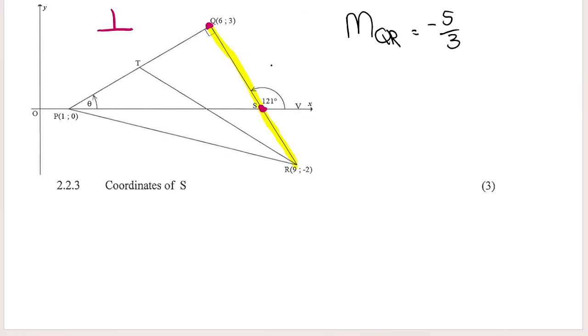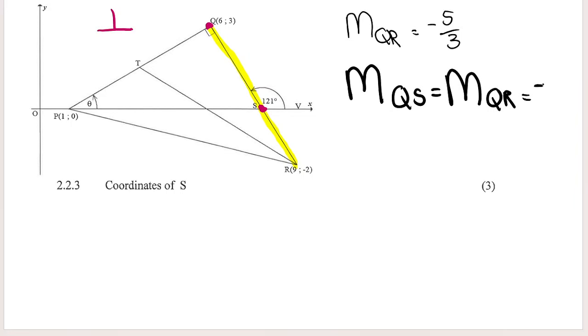They mention in the little story before they give the diagram that S is a point on QR such that it is the x-intercept of QR. It's where QR cuts or intercepts the x-axis. So we know that QS is on the same line as QR, which means that the gradient of QS will be the same as the gradient of QR, which is negative 5 over 3. Now, why do I care about that? Because I can use the gradient formula for QS to work out the coordinates of S.